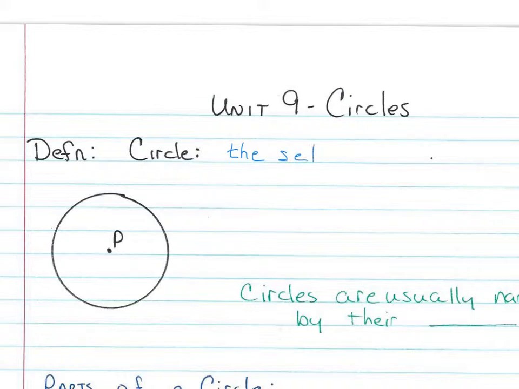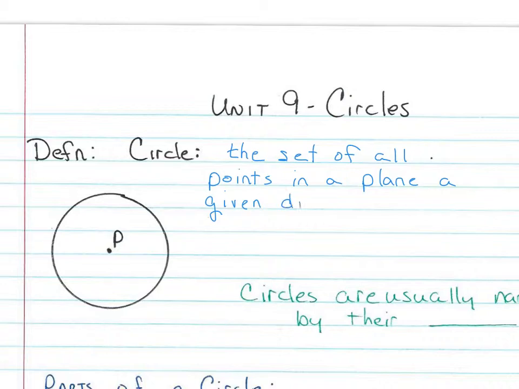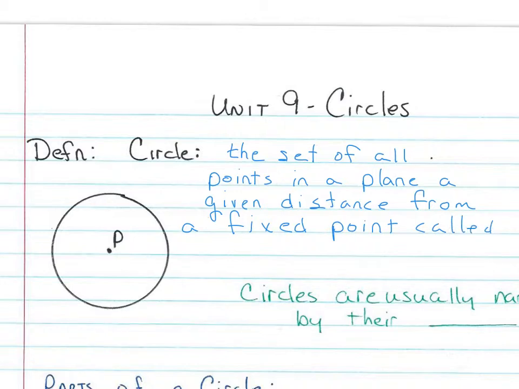The set of all points in a plane that are a given distance from a fixed point called a center. It's a geometric definition of a circle.